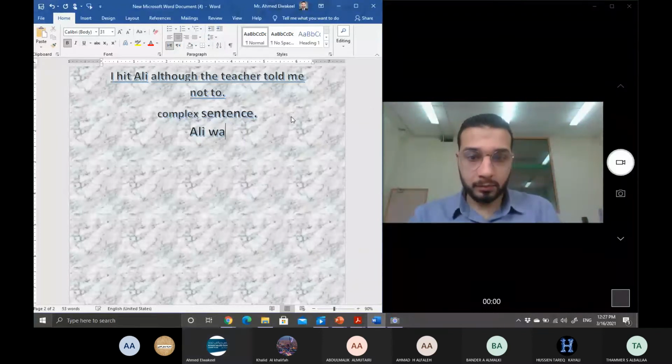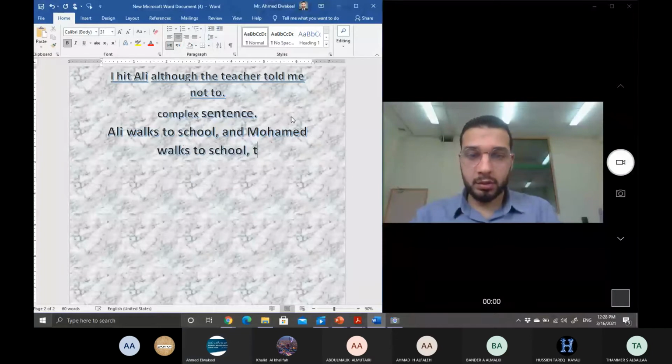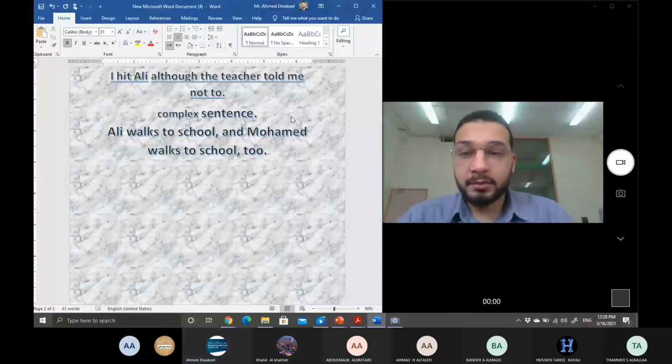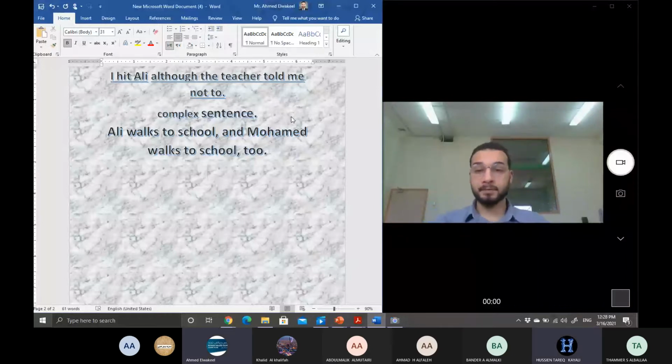Like for example, Ali walks to school. And Muhammad walks to school. So here, what type of sentence is this? Simple, compound, complex, or compound-complex? Ali walks to school, Muhammad walks to school too. Simple, compound, complex, or compound-complex? It's a compound-complex.